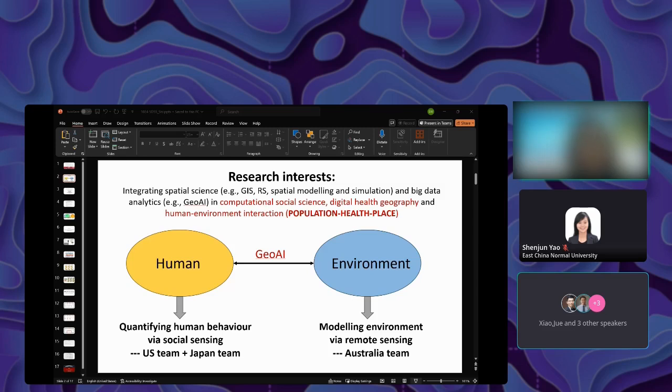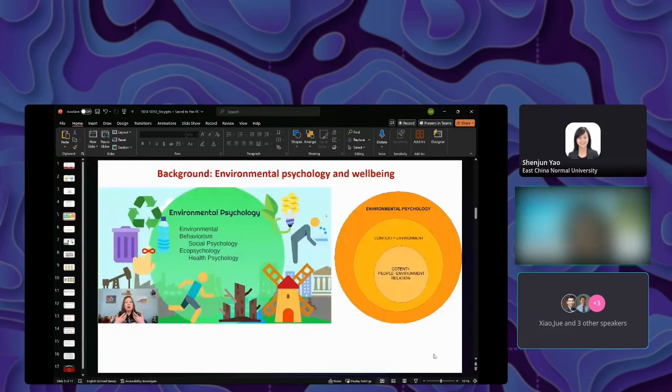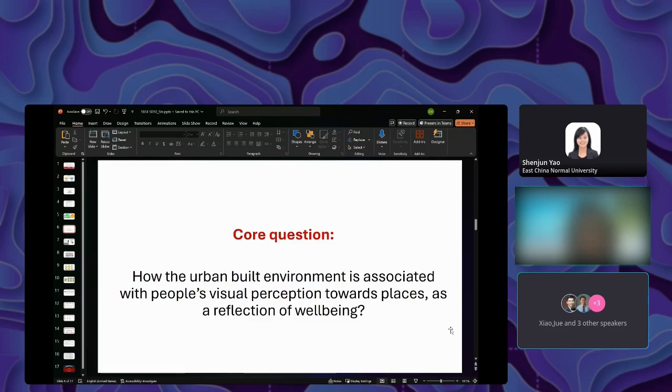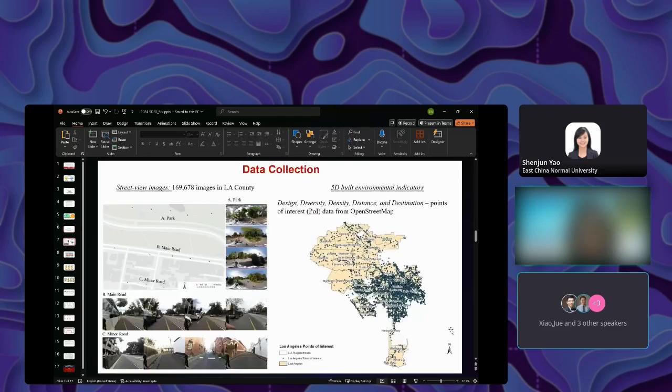A brief introduction of the background in the beginning. According to environmental psychology and well-being, we all know that people react differently towards the surrounding environment. So that's the theoretical background that we are basing on. In this particular paper, our interest is how the built environment is associated with humans' visual perception towards places as a reflection of well-being. Let me go to the next content quickly.